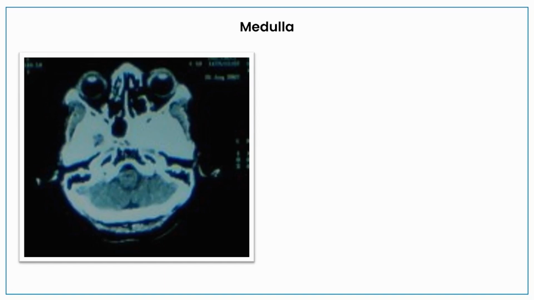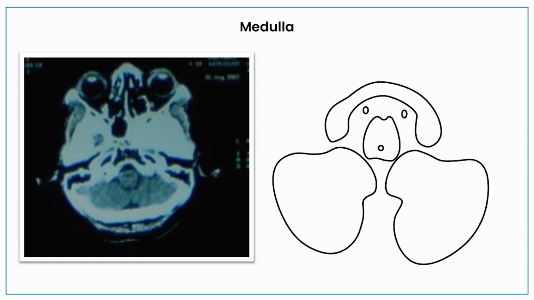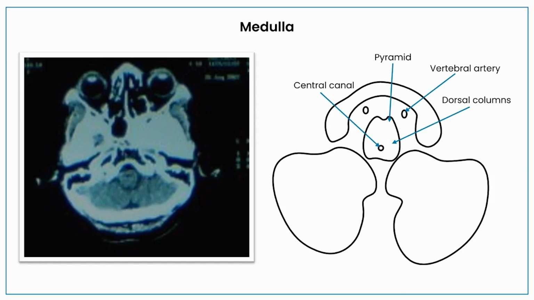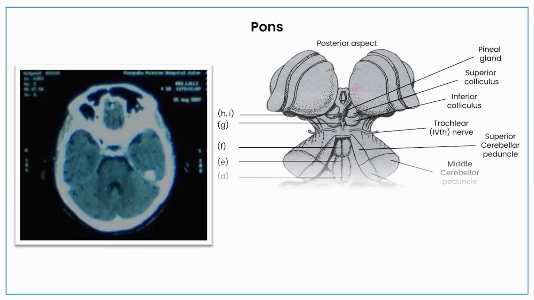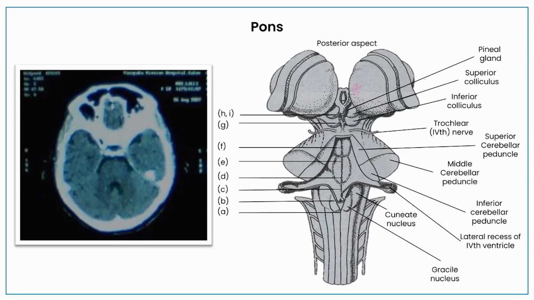In the first image here, as you can see on the screen, you can see the center part which signifies medulla. But how do I identify medulla and pons? The key to identify medulla is actually to identify the image of a pons first. So how do I identify the image of a pons? Let's go back into the anatomy of the brainstem itself.